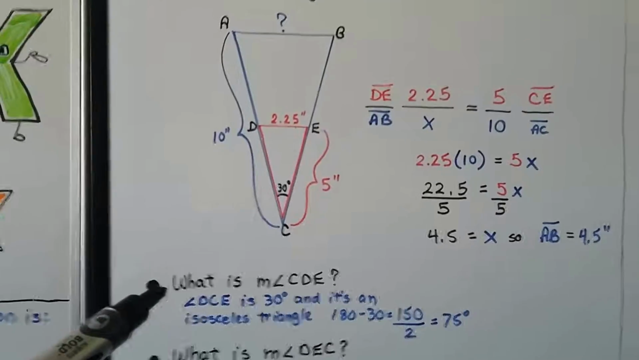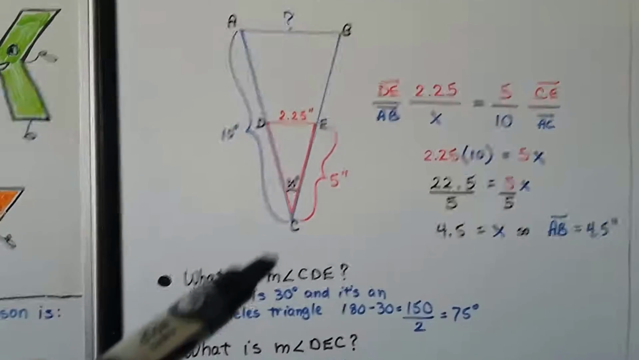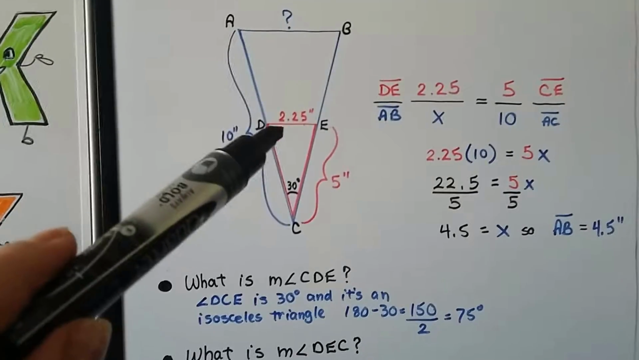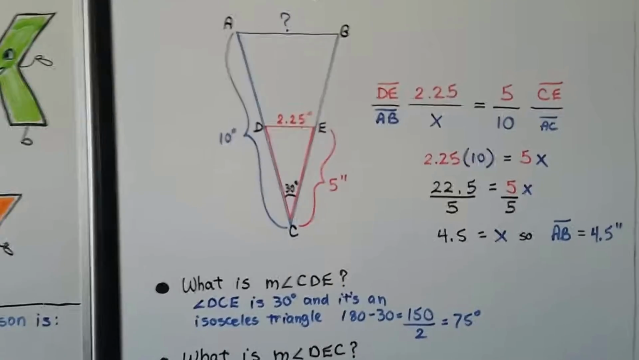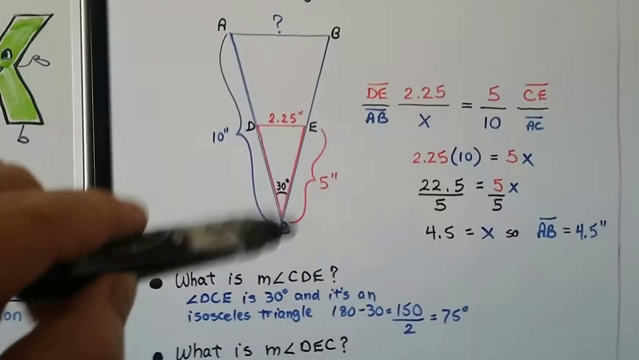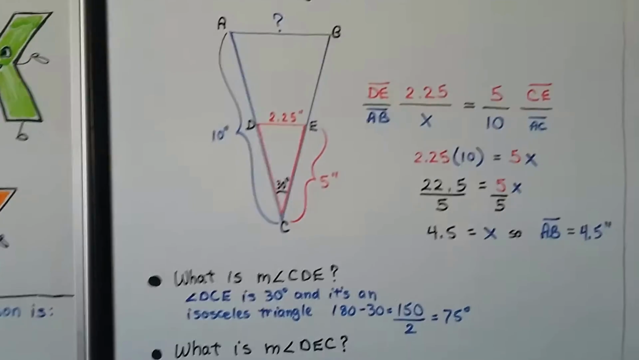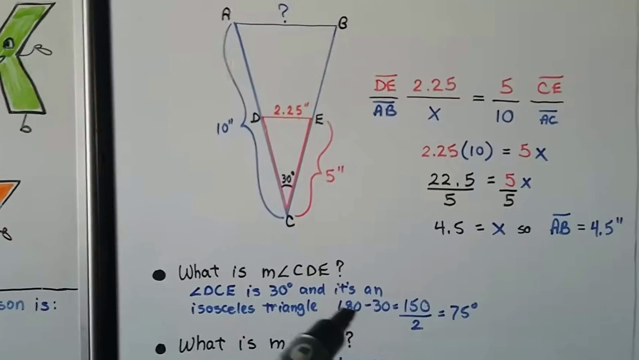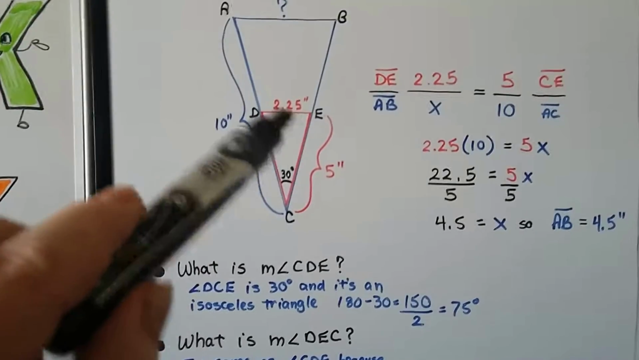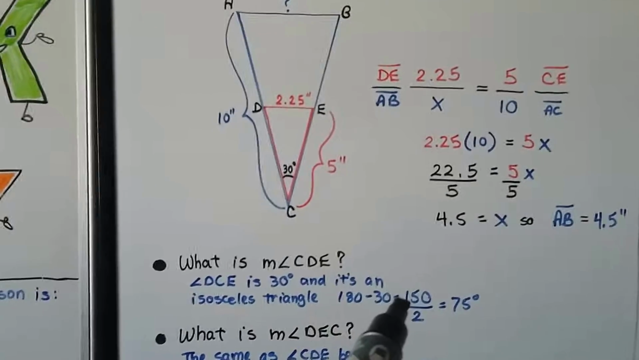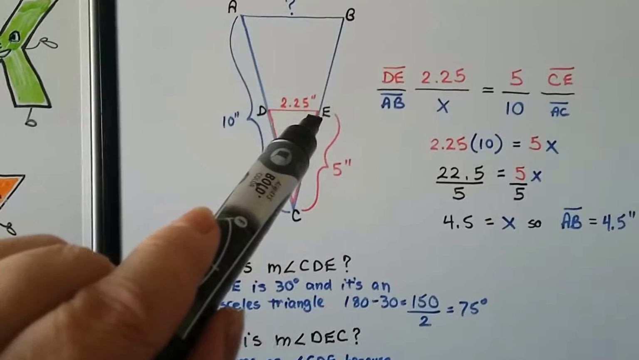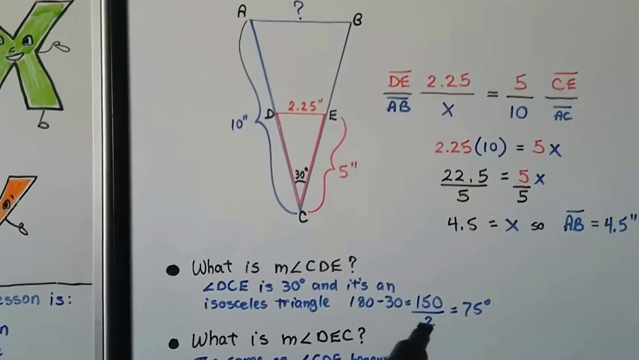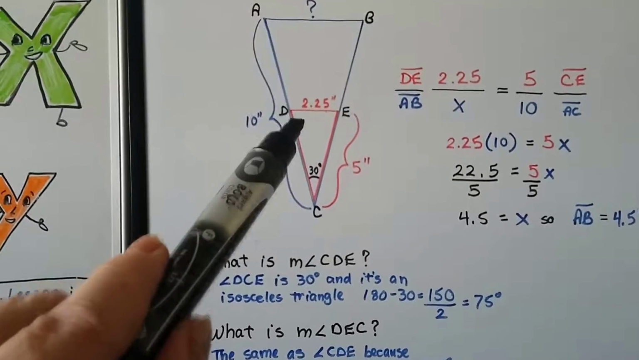Now it's asking us what is the measure of angle CDE. CDE. So it's asking us what this measure is inside right here. Well, we know it's an isosceles triangle and that this length is the same as this length. That means if this is 30 degrees and we take that away from the 180 degree interior measures of a triangle, that's going to give us 150 degrees. And that angle is going to have to equal that angle because it's isosceles. We divide 150 by 2 and we get 75 degrees.